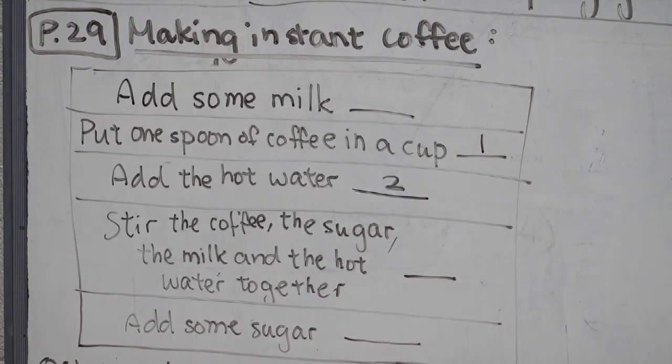Now, what about step number 3? What happens after you add the hot water? Now, these are optional. Optional means if you like it, then you add it. If you don't like it, then you don't add it. So which one should it be?